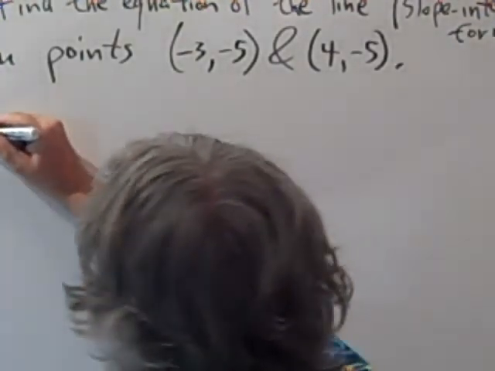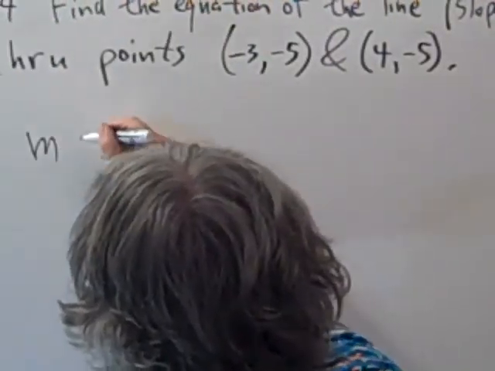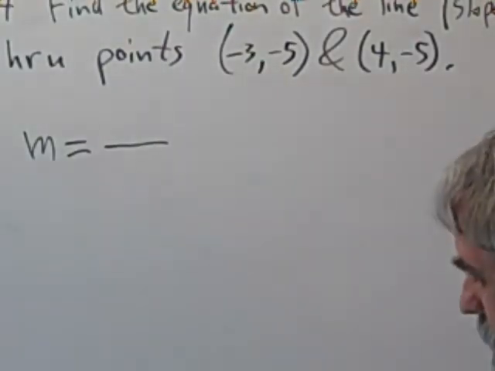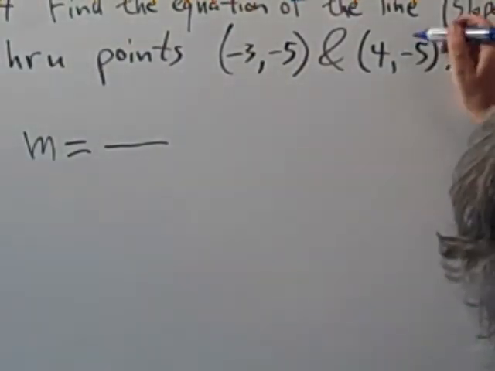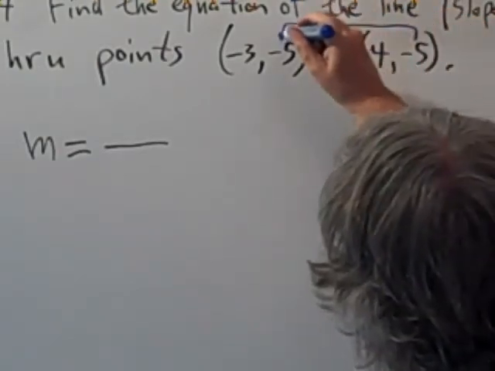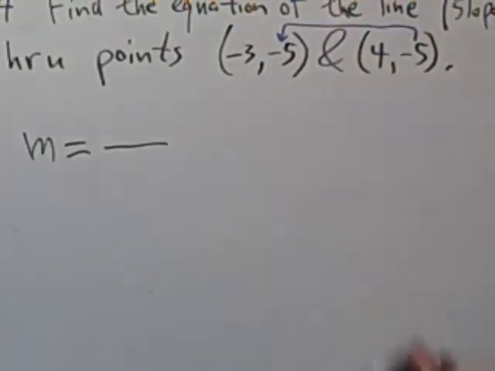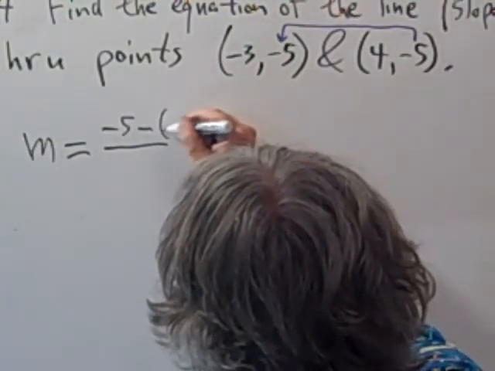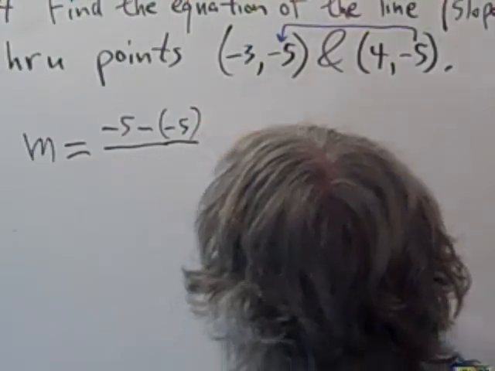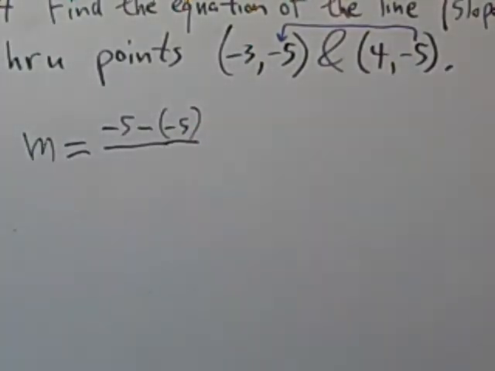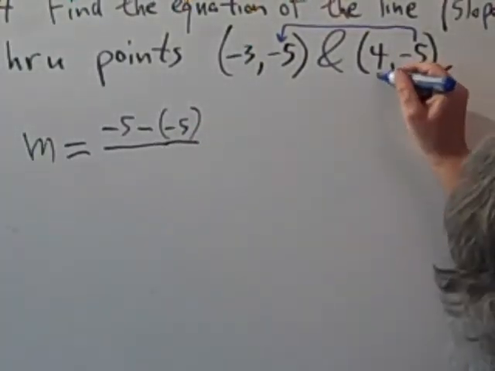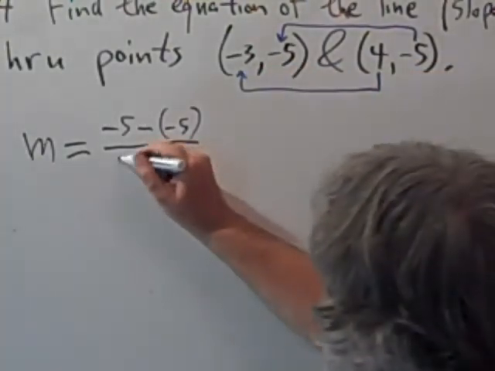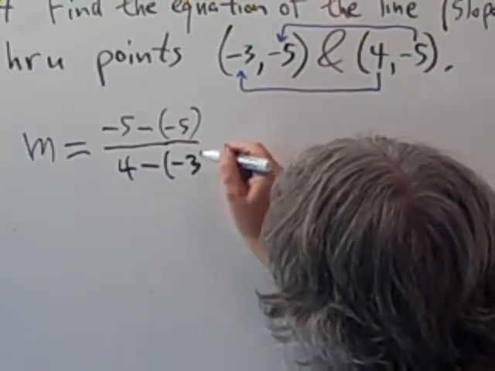The first thing we need to find in such a problem is generally the slope, m. The slope is the change in the y divided by the change in the x, or you can think of it as y2 minus y1. That's our y2, -5, minus -5, or -5 minus a -5. And on the denominator, we'll have the change in x, the run, which is 4 minus a -3. So 4 minus a -3.